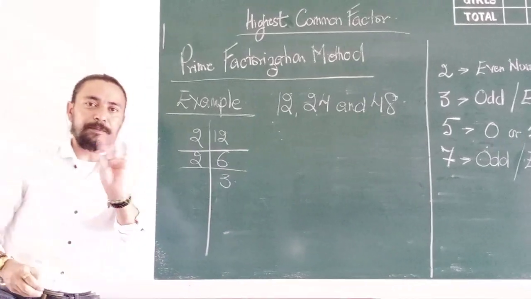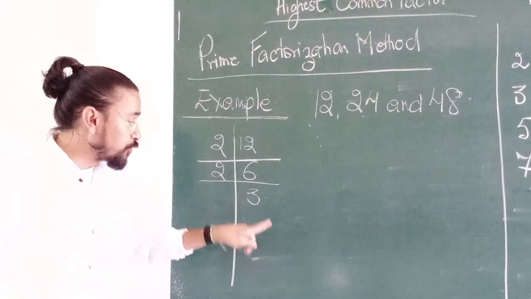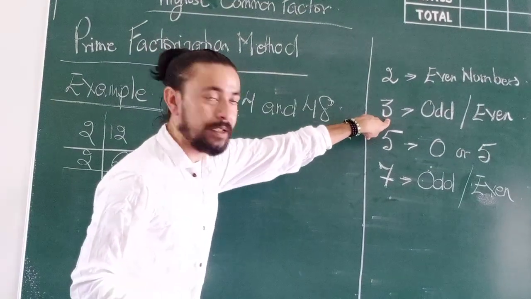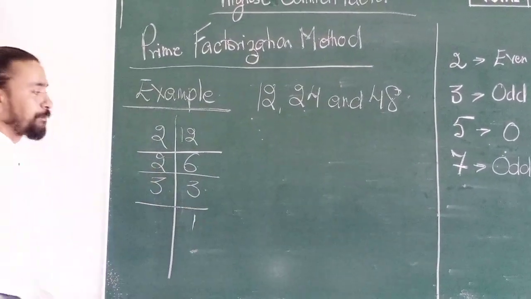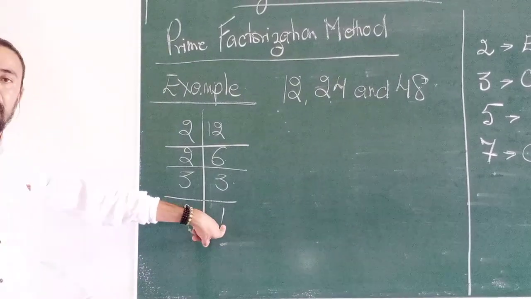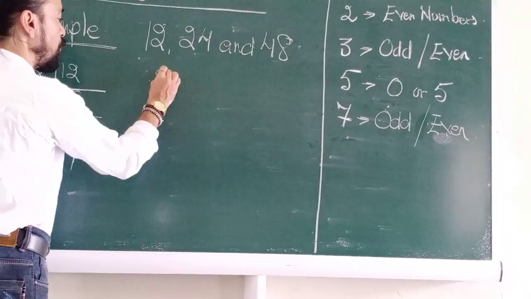When it cannot be divided anymore by 2, then I go to my next prime number. Now 3 cannot be divided by 2. But what is my next prime number? 3. Does 3 divide 3? Yes. 3 1s are 3. And it is factorized till you get number 1. Over. Let's take the next number, 24.